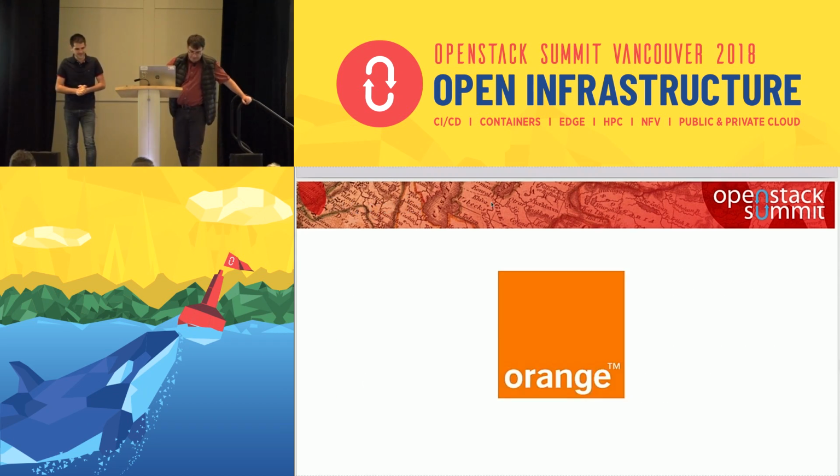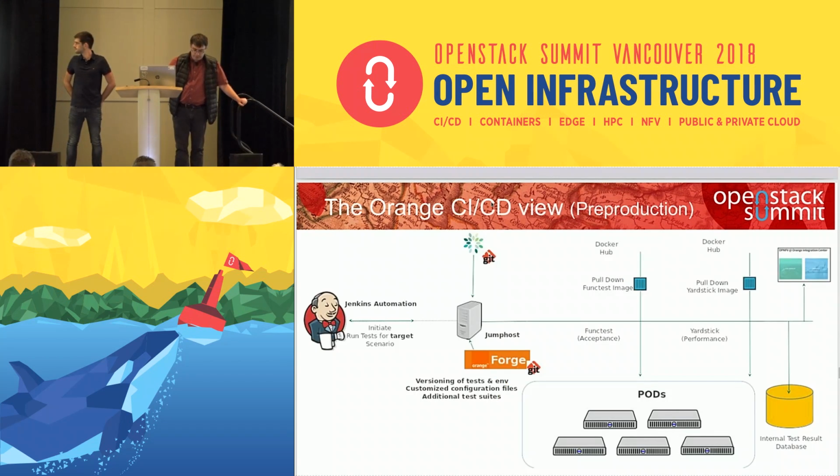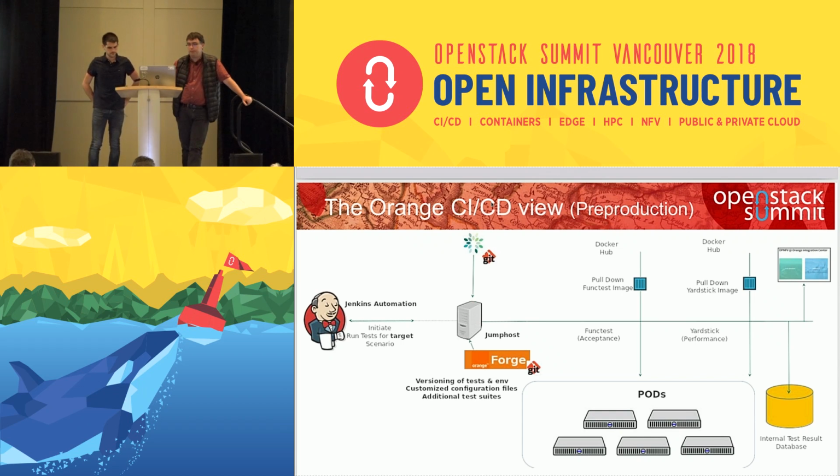So, Marion. So we saw that all OPNFV tooling is reused by a vendor in order to qualify his product. Now we'll have a look at how it's used within a service provider. So in Orange, we have a pre-production platform, and we also have some anticipation platform. For the pre-production platform, the CI chain is very similar to the OPNFV chain.